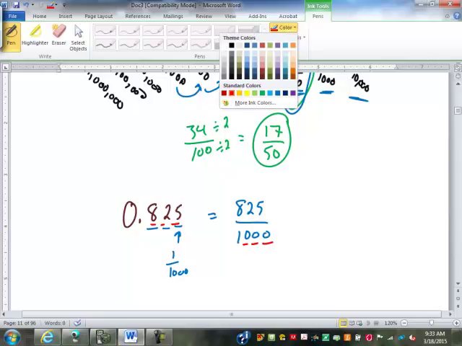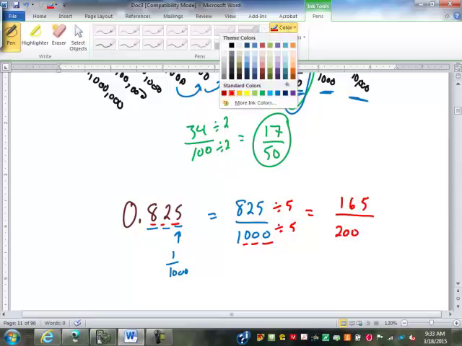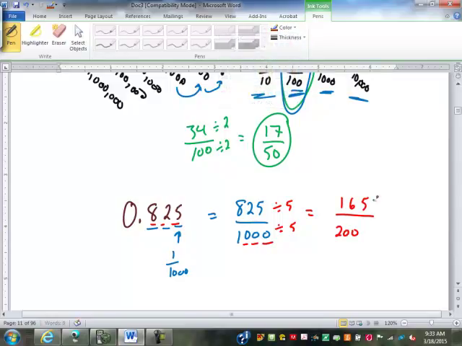Now, of course, we're not going to leave it like that. Both of those numbers can be divided by 5. Okay, we'll divide by 5. That makes us 200 down here. 825 divided by 5 is 165. They can both still be divided by 5, which is going to give us 33 over 40. That's it, 33/40.